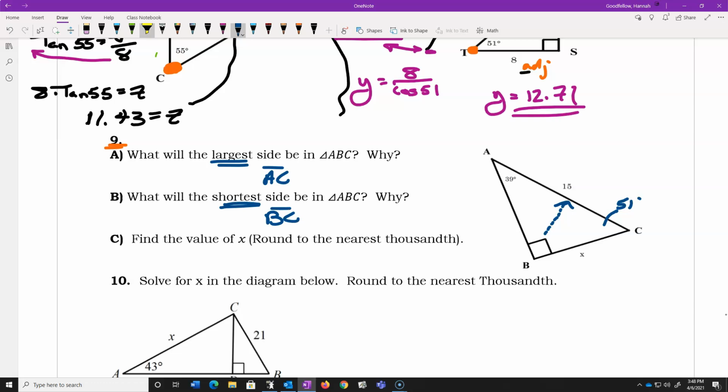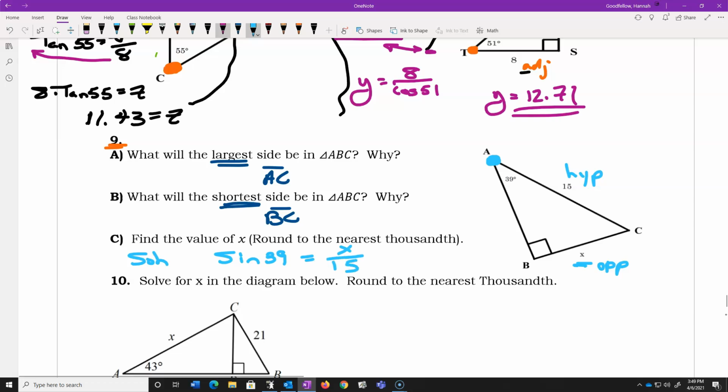Now, what they're asking you to do in this question is to solve for the missing piece. Well, if you're going to solve for this missing guy over here, you actually have to follow the rules. Big dot, this is where I'm going to stand. That is the opposite. This is the hypotenuse. What uses opposite and hypotenuse? That would be sine of 39 is equal to x over 15. This is a case 1.